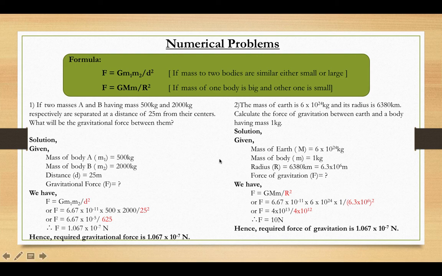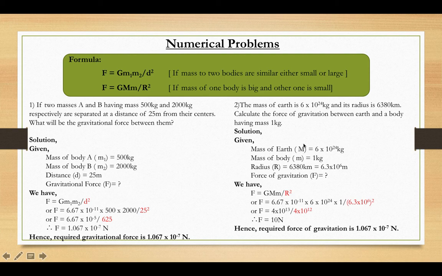Similarly, let's discuss another example. The mass of Earth is 6 into 10 to the power 24 kg and its radius is 6380 km. Calculate the force of gravitation between Earth and a body having mass 1 kg. Here you can see the mass of Earth is a really huge number, whereas the mass of the body is 1 kg. So the mass of one body is very big and the mass of the other is very small. In this case, you are supposed to apply the second formula. So let's go to the solution.